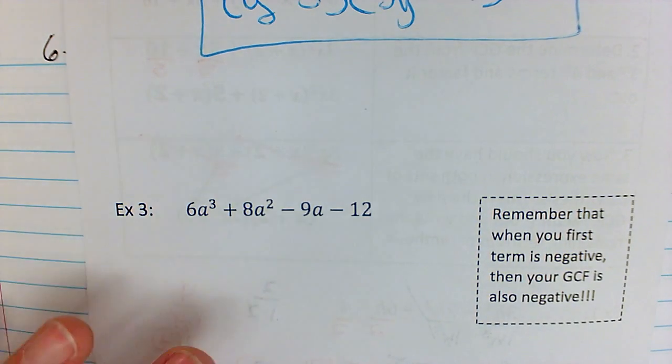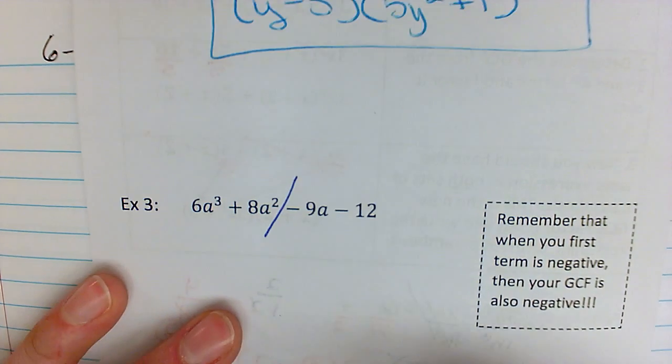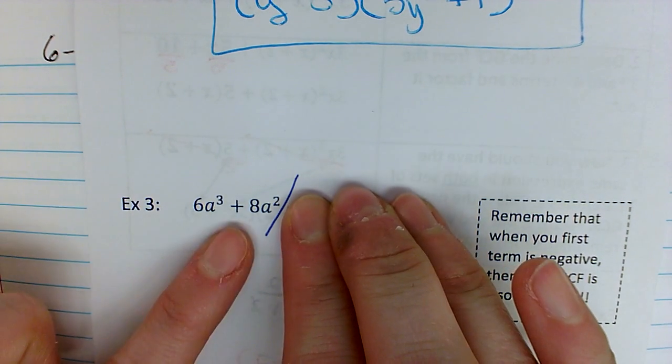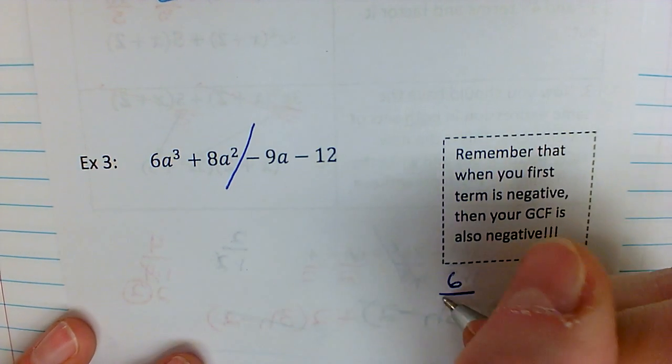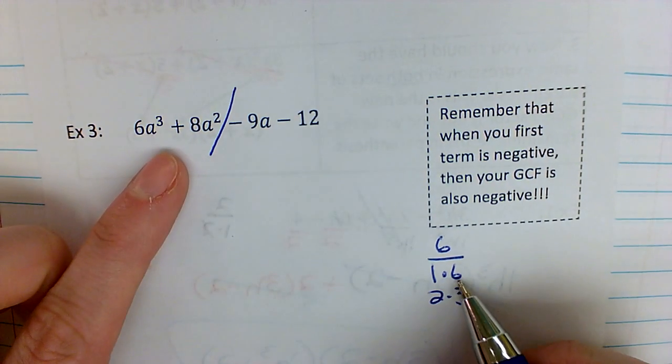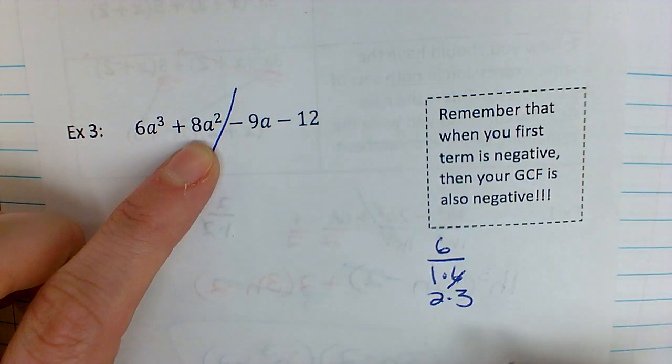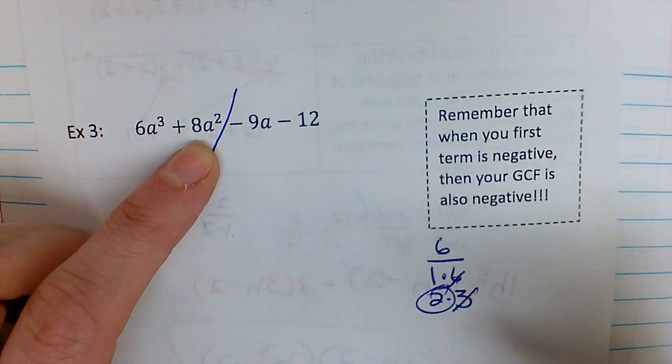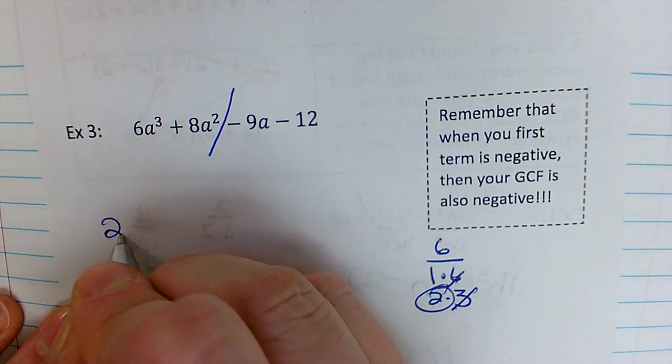Example 3. Same idea, there's 4 terms, so I'm breaking it in half. Just looking between 6 and 8. 6 is my smaller number, so I'm going to break that one apart into its factors. I know that 6 doesn't divide into 8, 3 doesn't divide into 8, but 2 does, so that's got to be my greatest common factor.